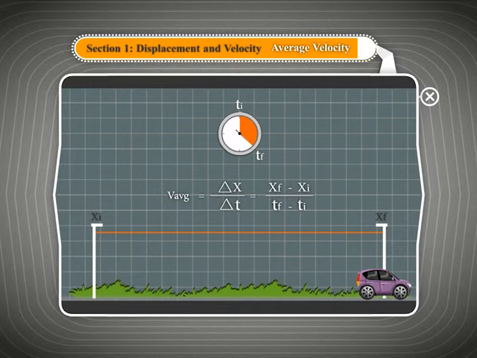Since the car is traveling to the right, the sign of the displacement is positive and is equal to x sub f minus x sub i. The time interval is always positive and is equal to the final time minus the initial or starting time.